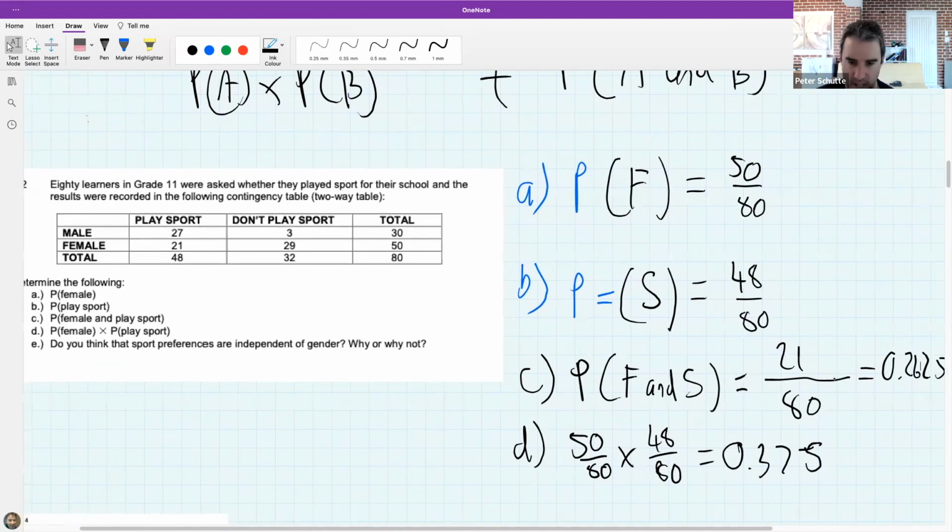I've done the various calculations, and after doing those calculations, I want to ask you, do you think that sports preference are independent of gender? So what we're asking is, here's gender over here. Here is play sport and don't play sport. And we're trying to say, are they independent? So does it tell you anything? If someone's male, does that tell you anything about whether they play sport or not? And so based on this calculation, I want to know, are they independent or are they not independent? And what's the reason?